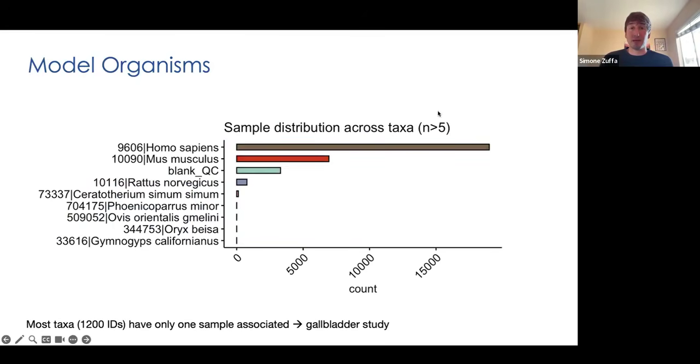Obviously, a lot of the data deposited in our repository comes from human samples, because we are focusing a lot on the relation of human health and the microbiome, for example. But there is also a huge amount of samples from other model organisms like mice and rats. We also have almost 1,200 samples acquired from different taxa or from a gallbladder study. So that would also be very interesting to investigate.